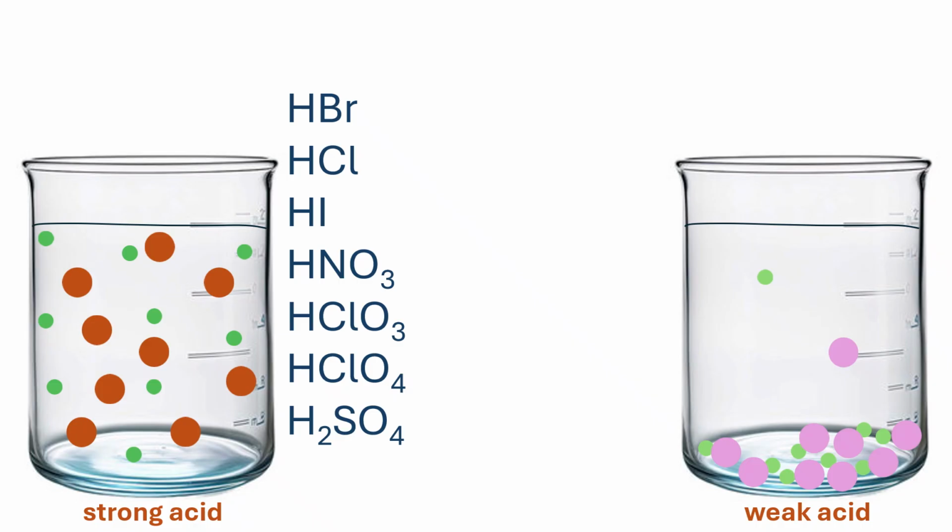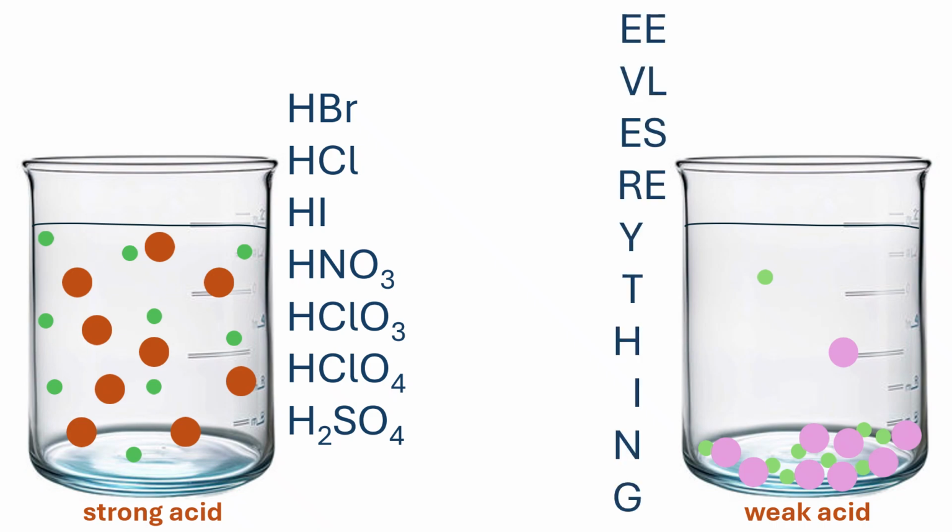There isn't a list of weak acids for you to learn, but if the acid is anything other than these 7, it will be considered weak. So learn the 7 strong acids and you'll know all of both groups.